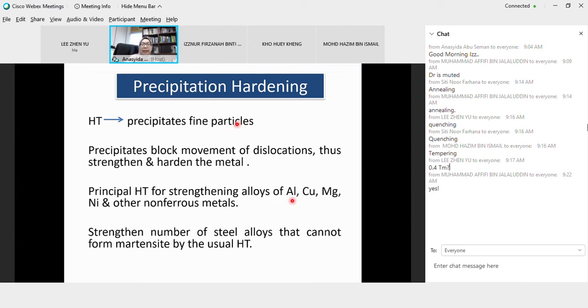So precipitation hardening is for non-ferrous material. The ones that we use for annealing, normalizing, hardening by quenching and tempering are for ferrous alloys. But for non-ferrous, we go for precipitation hardening. So we can use either T6 for precipitation hardening, or we can actually use T5 or T4. So that's some of the heat treatment methods for non-ferrous. But the common one is precipitation hardening, which is T6.